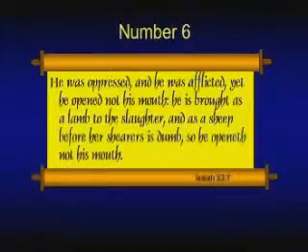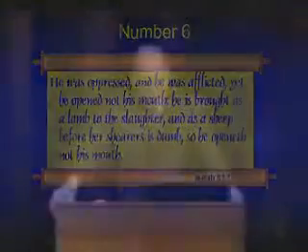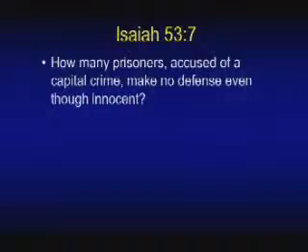He was oppressed and he was afflicted, yet he opened not his mouth. He's brought as a lamb to the slaughter, and as a sheep before her shearers is dumb, so he opened not his mouth. Isaiah 53 is a chapter that details the crucifixion, even though it was written as a pillar passage in the Old Testament. How many prisoners accused of a capital crime, death penalty situation, make no defense even though innocent?